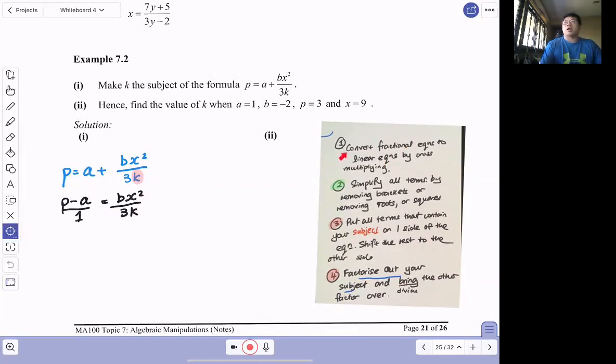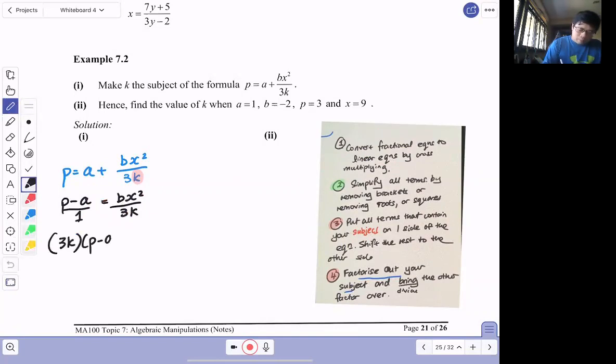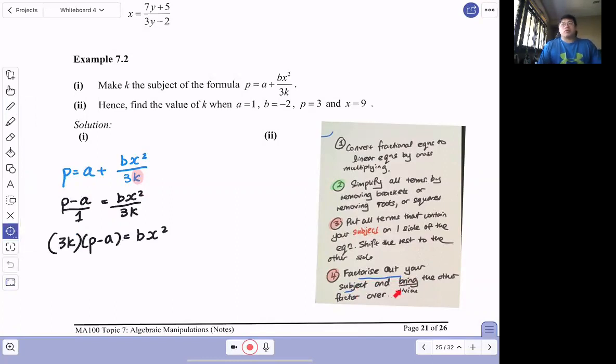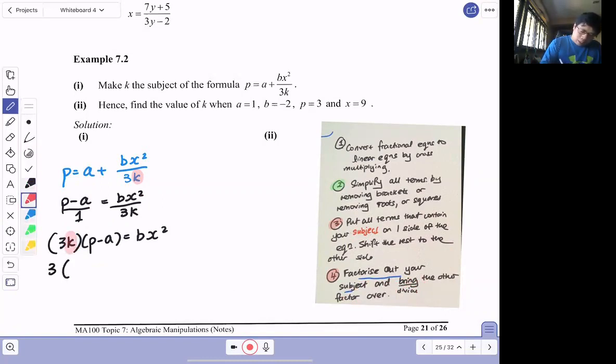So I apply tip number 1. I cross multiply: K multiplied by P minus A, and 1 times BX squared is BX squared. Tip number 4: factorize out the subject and bring the other factor over. My subject is K here now, so I'm going to put it outside. Inside, I can write it as KP minus KA. You factorize or don't factorize, it's up to you.